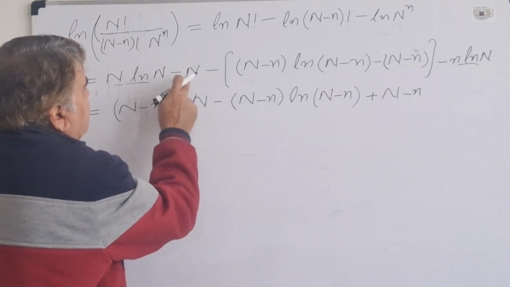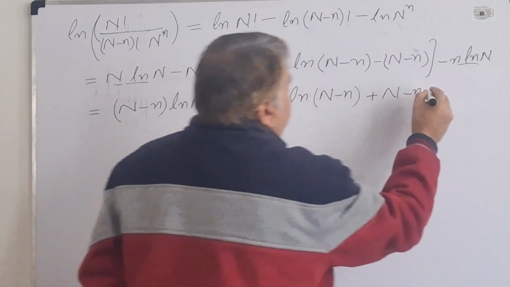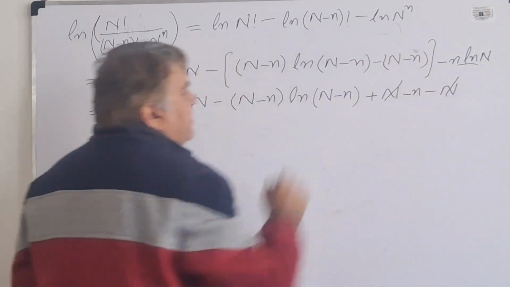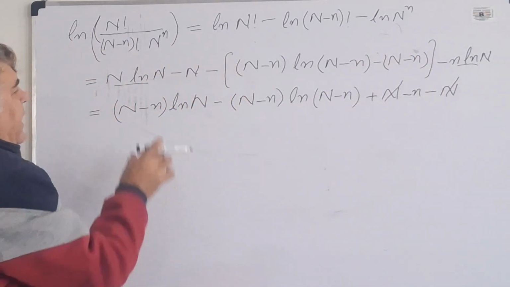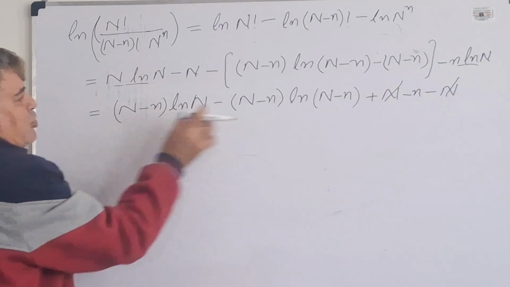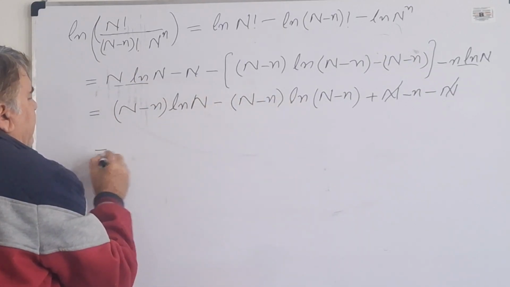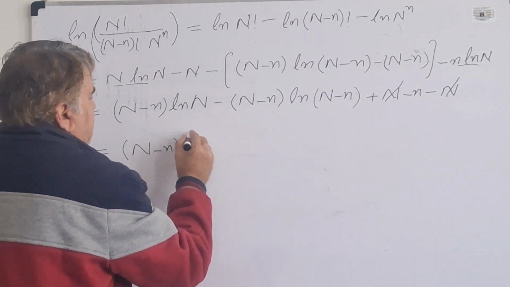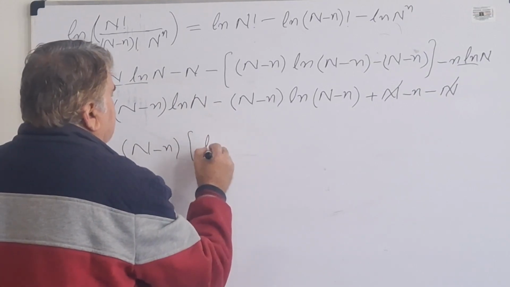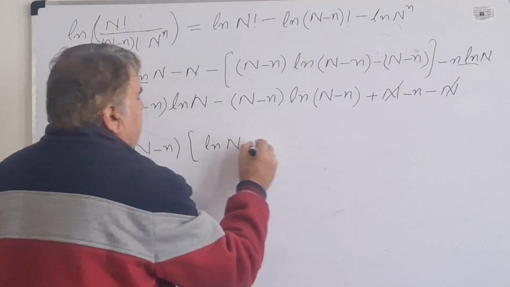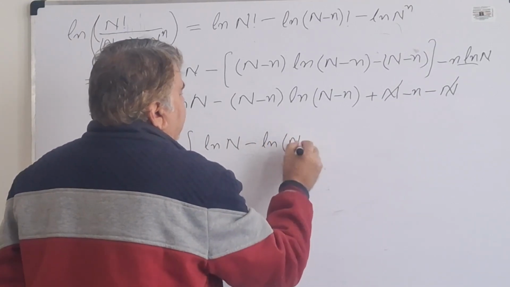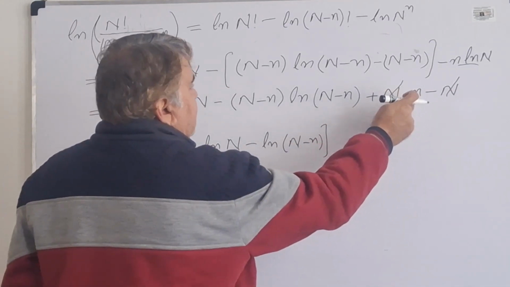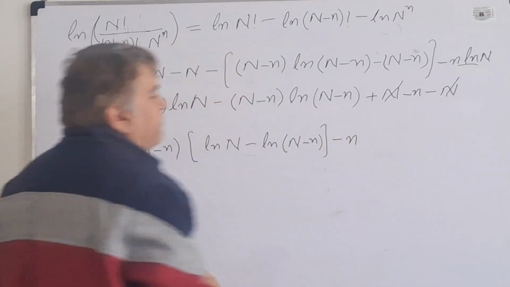Now I missed this term, so I write that over here, minus n, and I can cancel this capital N with this capital N. Then I can take this factor common from these two terms to write them as n minus n. Inside I write log capital N minus log of this thing, and I write minus n at its own place.